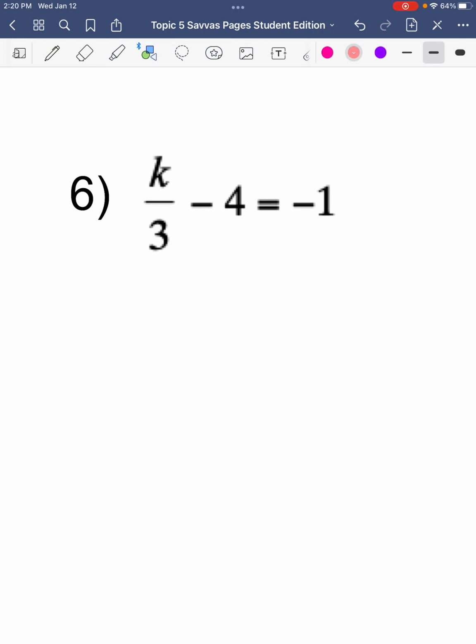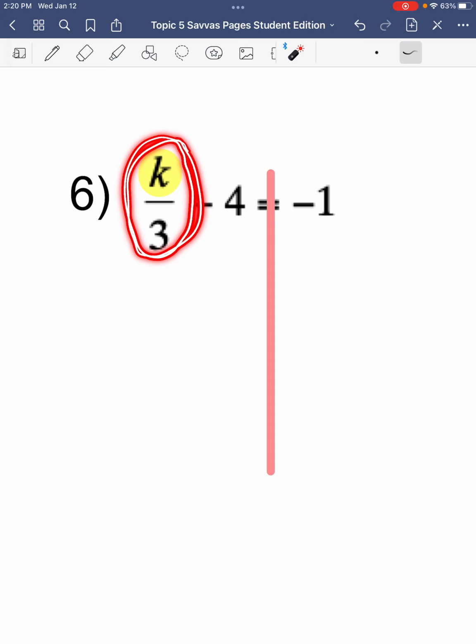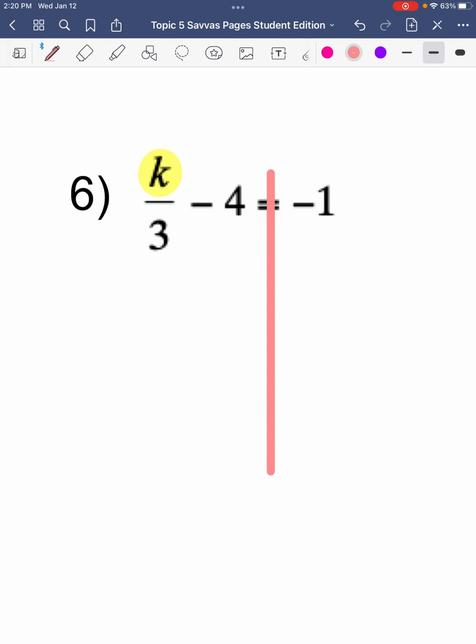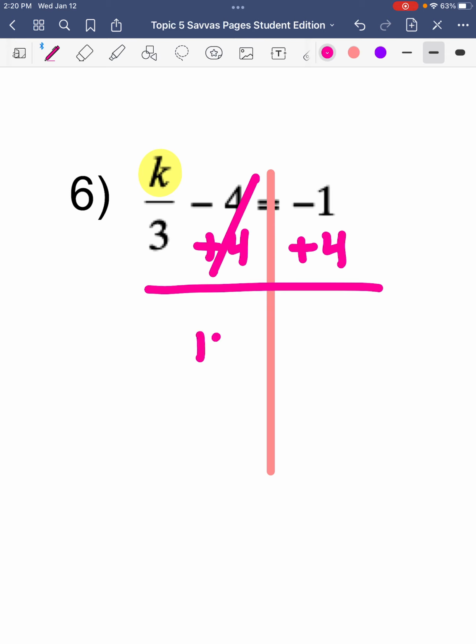So first things first, draw that line down that equal sign, and understand that we're getting that k to be by itself. So in order to get that k by itself, I need to work my way from the outside in. So that means that this has to get by itself first. And for that to be by itself, I have to do something with this negative 4. Well, because that's a subtracting 4, what's the opposite of that? Adding 4. So I'm going to add 4 on both sides. On the side with the k, the 4's cancel out, and I'm left with k over 3, k divided by 3.